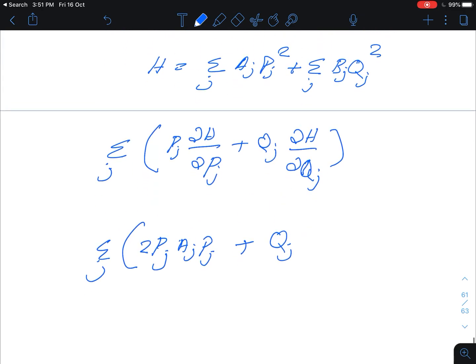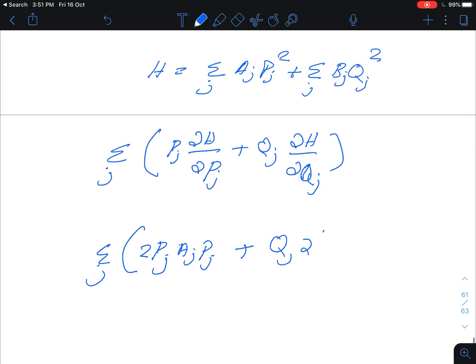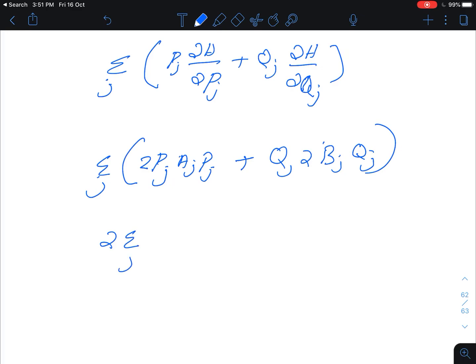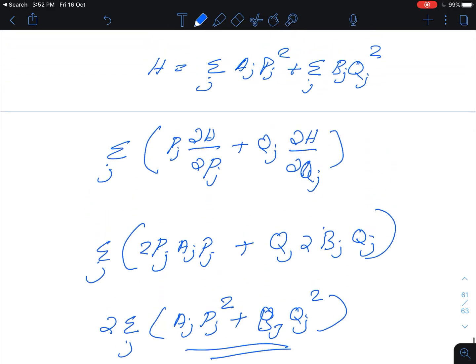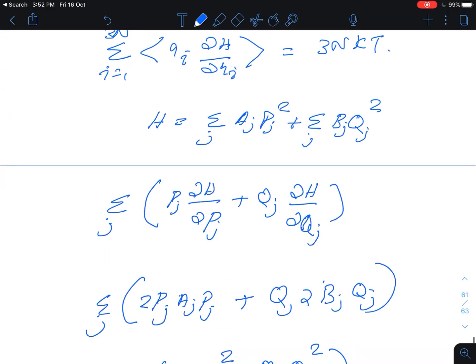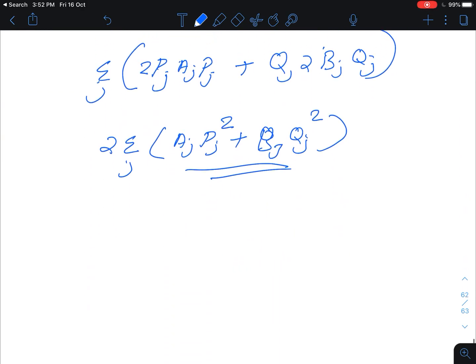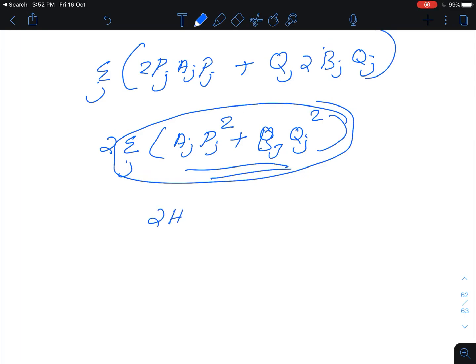When you check this, take the derivative dou h by dou qj, because pj is a constant when you compare with the qj. It's simply 2 bj qj. So if I take the 2 outside, it is simply 2 sigma j aj pj square plus bj qj square. What is that? Sigma j, what is that? It is simply this, right? So now the entire thing is h. So now I can write it is simply 2h. Am I right? It's simply 2h.